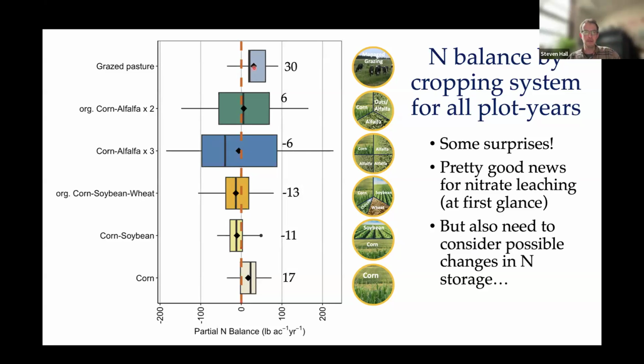So I would say overall, for me, the take-home message is pretty good news, right? If we're managing these systems according to extension recommendations, we can have nitrogen balances that are fairly close to neutral, even over the long term. But this brings me to the hidden message of this talk, that we also have to consider possible changes in nitrogen storage.